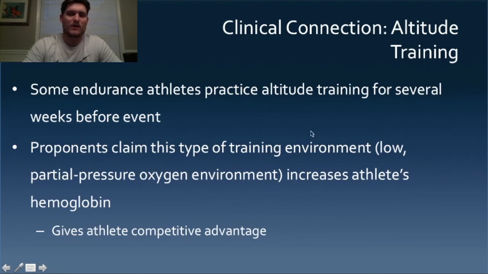Well, if you are in altitude, you're going to have that polycythemia, that increase in hemoglobin, that increase in red blood cell count, and so you would be able to carry more oxygen, right? So that gives athletes a competitive advantage. So sometimes you hear this phrase thrown around, where coaches will say, train high, sleep low, or sleep low, train high.